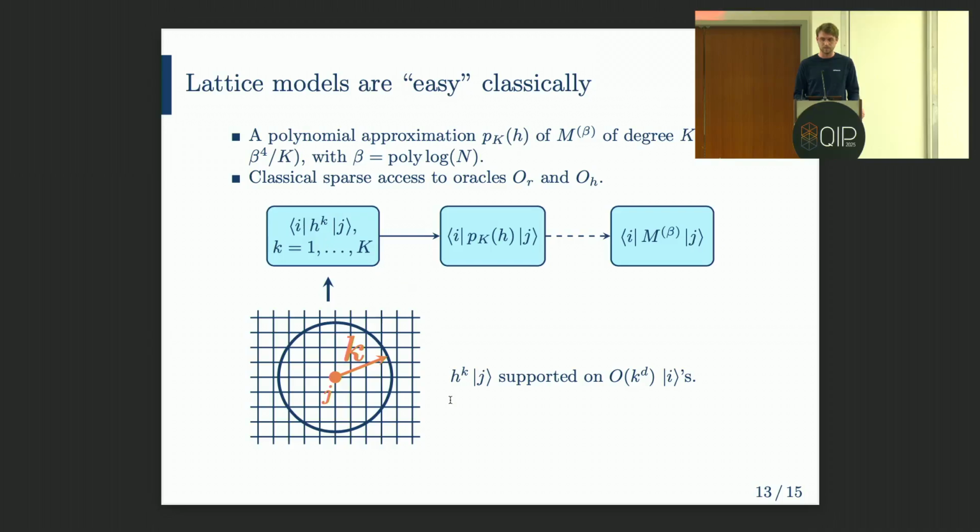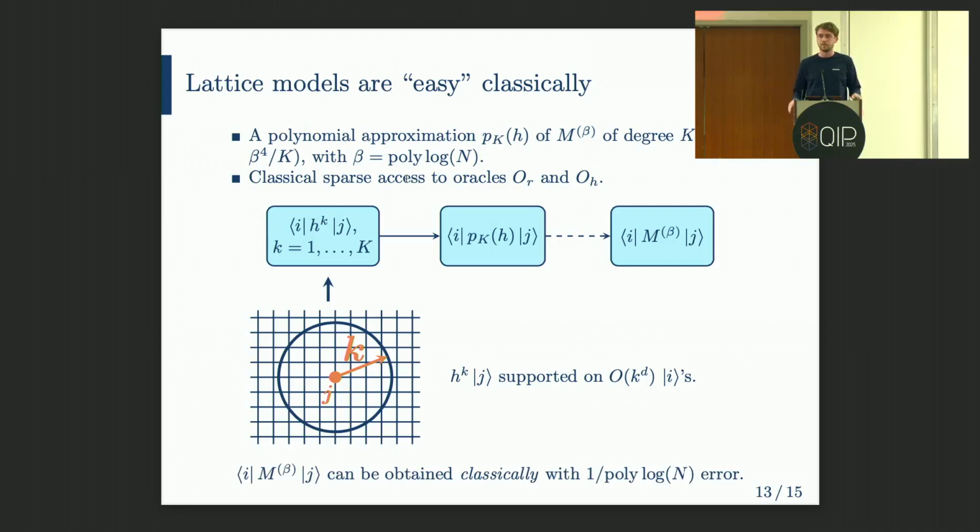To see this, note that if we take the vector h to the k times j, then we know that this h to the k times j is only supported on a number of i's that scales like order k to the d. For d of order 1, so for a d-dimensional lattice model, this number is still of polylog n size. So for beta as polylog n, we can estimate this thermal correlation matrix entry with a sufficiently small error. So indeed, the entry of M beta can be obtained classically with 1 over polylog n effort.